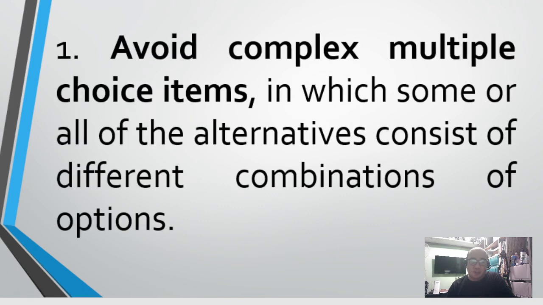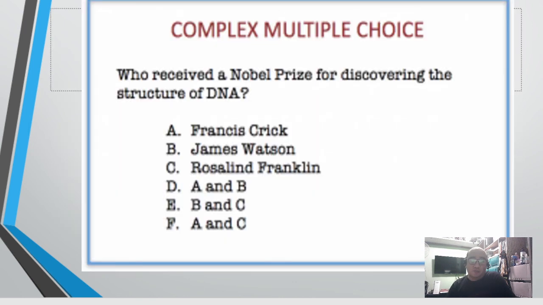These are the additional guidelines. In writing multiple choice questions, we avoid complex multiple choice items, in which some or all of the alternatives consist of different combinations of options. So these are complex multiple choice. Choices such as A and B, B and C, A and C are not good alternatives.